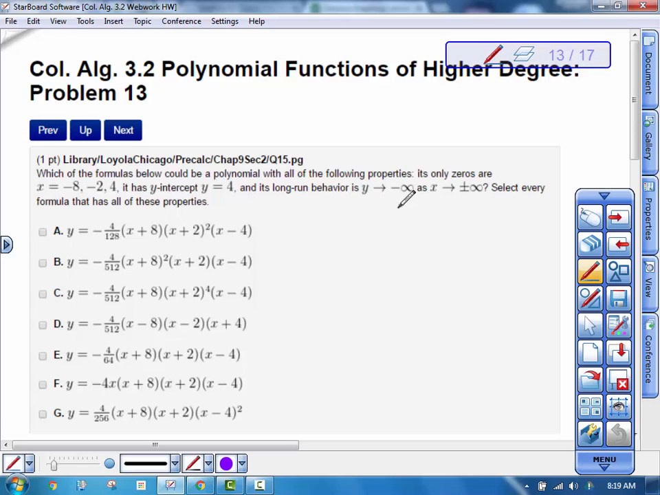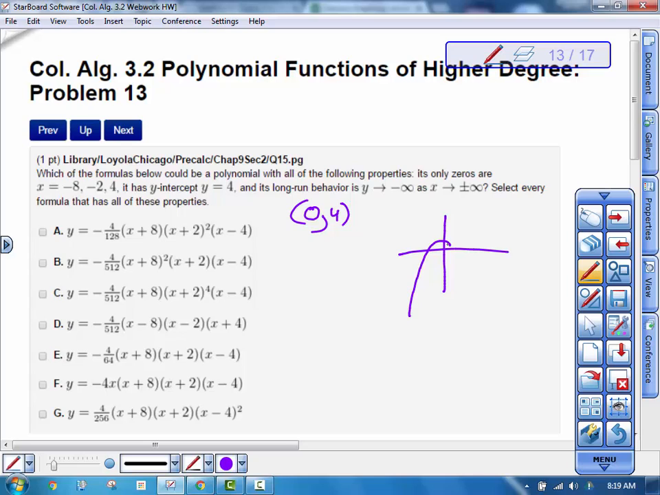The next problem is kind of a different question. It says, which of the formulas below could be a polynomial with the following properties? Its only zeros are at -8, -2, and 4. So those have to be factors, which it looks like all of them have, I think. Well, maybe not, some of them might not. But it has a y-intercept at 4. That means that when you plug in 0 for x, you should get 4 for y. And then it goes to negative infinity as x goes to positive and negative infinity.